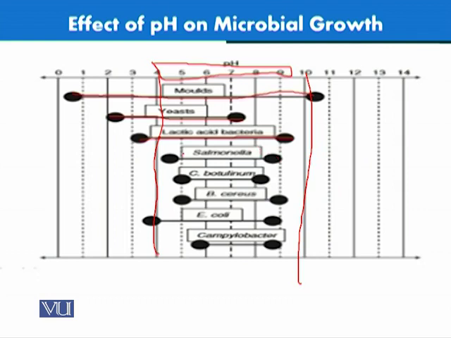For example, Salmonella, Clostridium botulinum, Bacillus cereus, E. coli. They are all pathogenic microorganisms. They are involved in serious disease and food safety concerns.